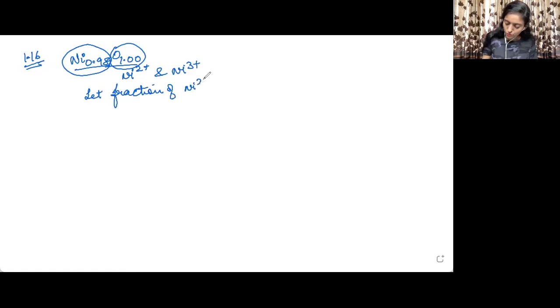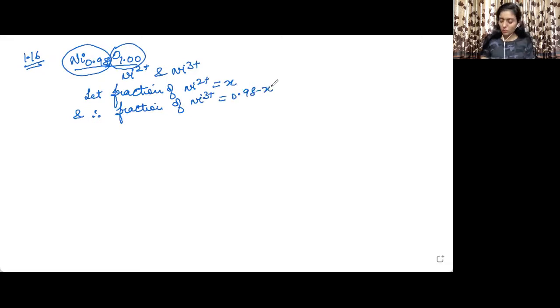So let us now first assume that let fraction of Ni plus 2 be equal to x, and therefore fraction of Ni plus 3 positive will be equal to 0.98 minus x, or the amount. We can just write here amount. Amount of nickel 3 positive is this, and amount of nickel 2 positive is this one.